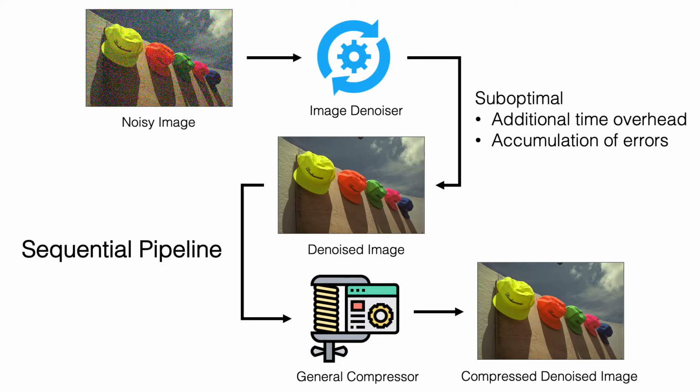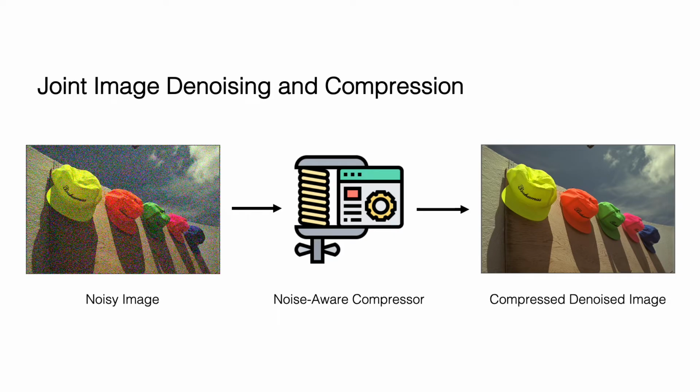A natural and straightforward solution is to go through a sequential pipeline of individual denoising and compression methods. However, a simple combination of separate models can be suboptimal due to additional time overhead and accumulation of errors. In this paper, we propose to optimize the compression algorithm to be noise-aware, as joint image denoising and compression.